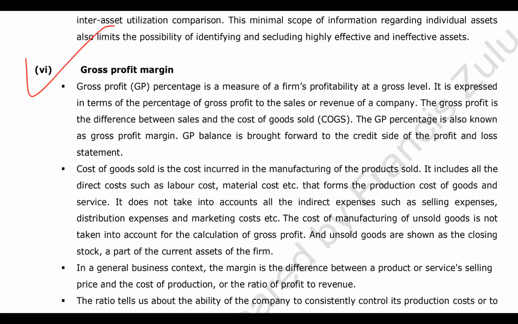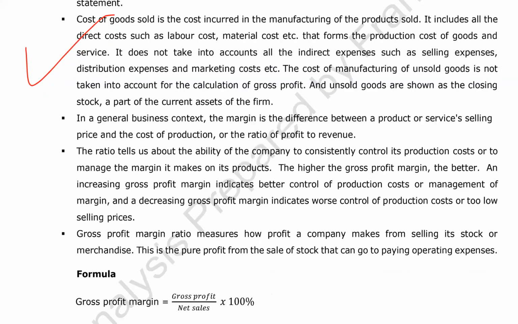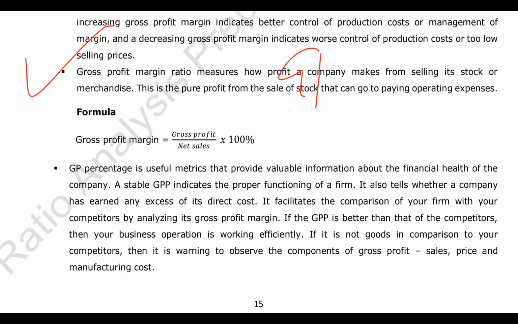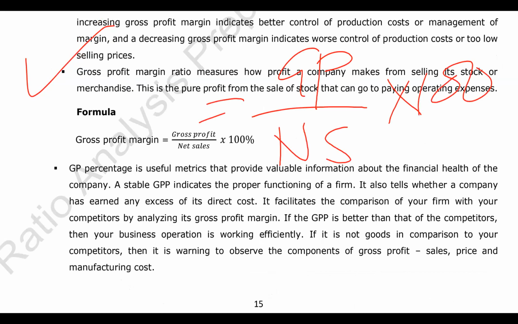It is a measure of a firm's profitability at a gross level, okay? It is usually expressed as a percentage of the gross profit to the sales revenue of a company. To find the gross profit margin, you just say gross profit divided by net what? Sales, times 100. That's how we find the gross profit margin. Okay.